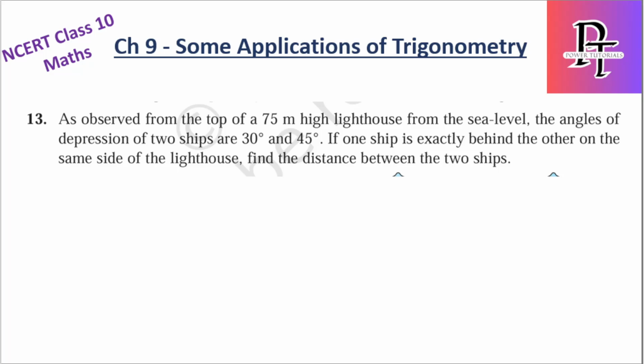Question number 13. As observed from the top of a 75-meter lighthouse from sea level, the angles of depression of two ships are given. One ship is exactly behind the other on the same side of the lighthouse. Find the distance between the two ships.